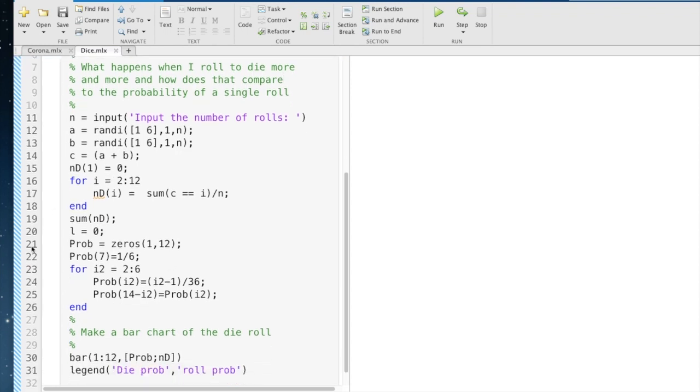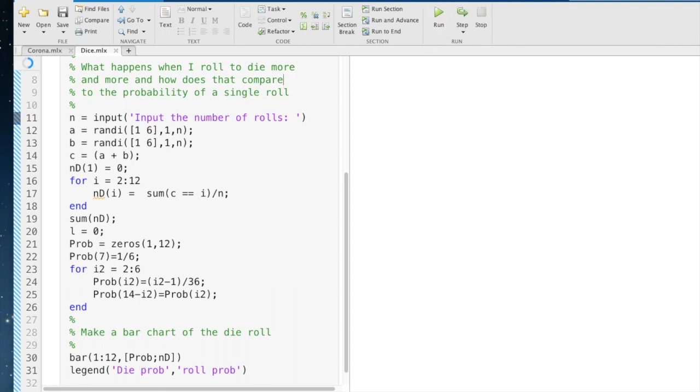In addition, I came up with what the probability was, which is 1/6 for each die, and calculated out for a 2, there's a 1 in 36. For a 3, there's a 2 in 36, and so on. I calculated those out and plotted those on the same plot. So let's go ahead and run this.